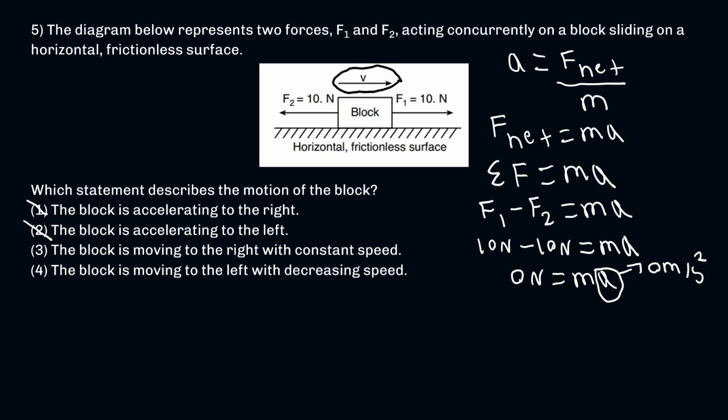And then 4, we have the block is moving to the left with decreasing speed. The first thing I see here that is wrong, it's not moving to the left. It tells me in the diagram that I'm moving to the right, so that's incorrect right away. And then with decreasing speed, it's just another way to say that it's accelerating in some way. So that answer is not correct. So answer choice 3 is the answer, both by just doing Newton's second law and by process of elimination based on doing the Newton's second law equation. So let's move on to our next example.